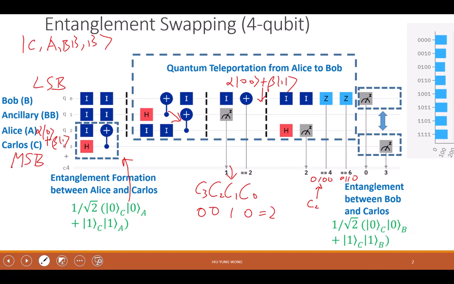Now, if you look at the measurement, when you say entangled, what does it mean? If C is at zero state, B has to be at zero also, okay? If C is at one state, B has to be at one state also, right? So when I do the measurement for four qubits, how many basis states do I have?